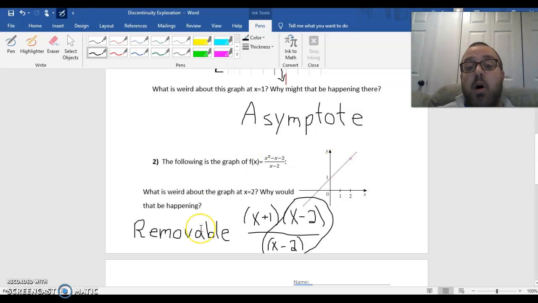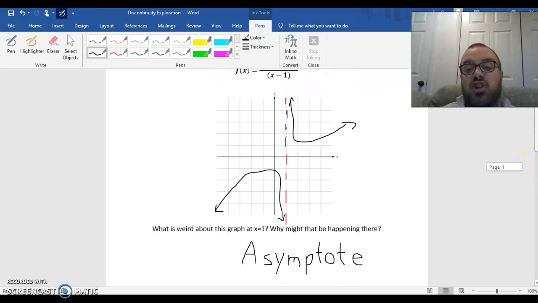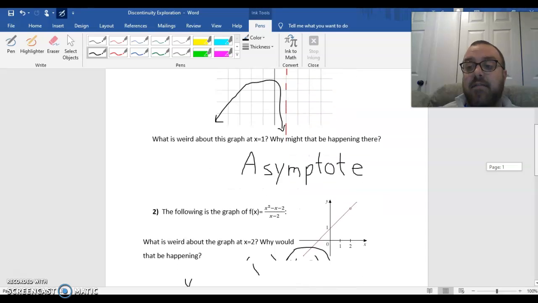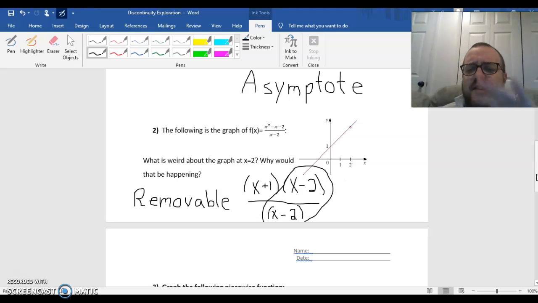And that's actually what we call a removable discontinuity. Okay, very different than an asymptote. Asymptote, very obvious. You can see it. Oh, there's that giant gap in the middle of my graph. A removable discontinuity, you can barely see it. Just a little single point missing, and besides that, it looks like a normal continuous graph.